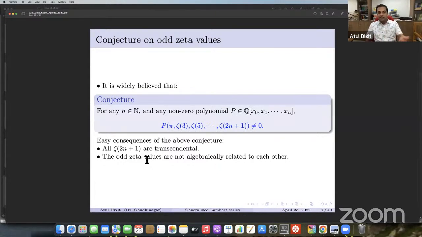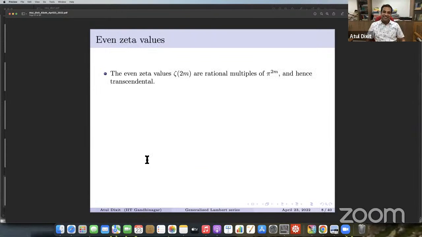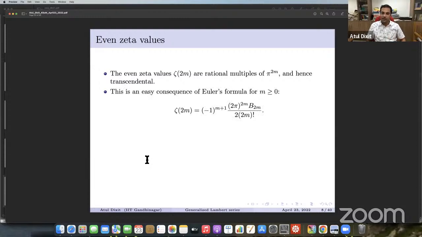Now compare this with even zeta values. All of the even zeta values, zeta of 2m, are rational multiples of pi to the 2m, hence transcendental. And that is due to this formula of Euler. We all know zeta of 2m is a rational multiple of pi to the power 2m. And because of this, we have them algebraically related to each other.